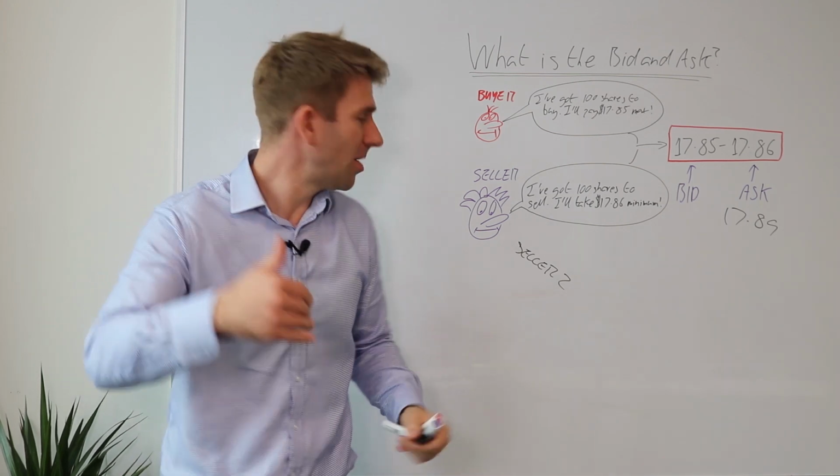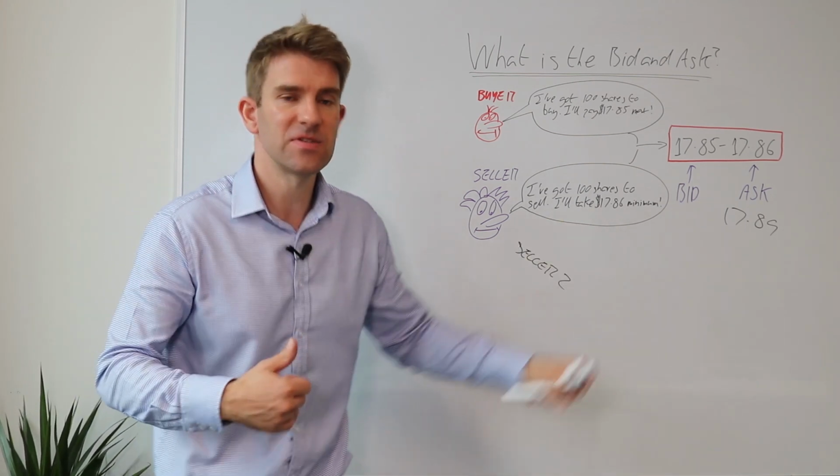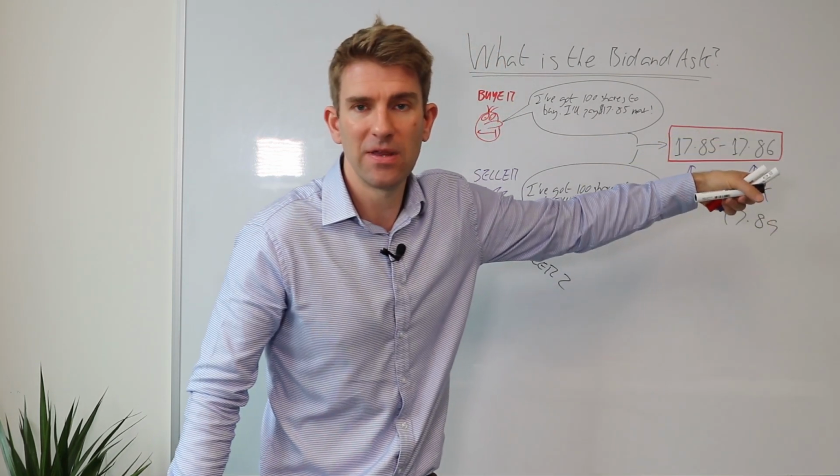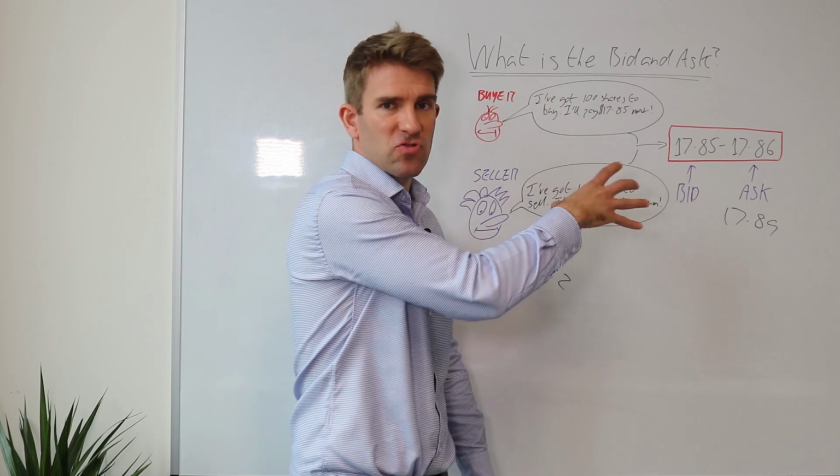$17.89. And again, a third seller could come in and say, you know what, I'd take $17.86, and put their order back in the order book at $17.86. Well, that would be the ask now. Now, that's a centralized exchange.